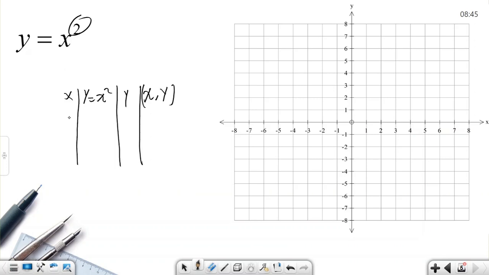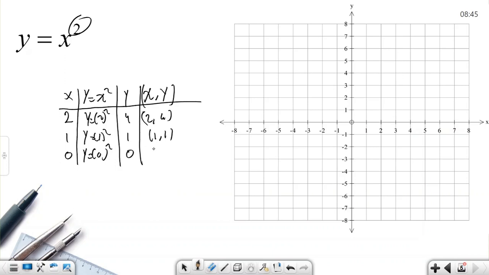So I'm going to give x the value 2, so y equal (2) squared. Don't forget, when you substitute an x, you use parentheses because the power matters here. So 2 squared is 4. 2 and 4 is the first point. 1, y equal 1 squared. 1 squared is 1, so 1 and 1. Now 0, y equal 0 squared, then 0. So the origin, that's the point of origin.